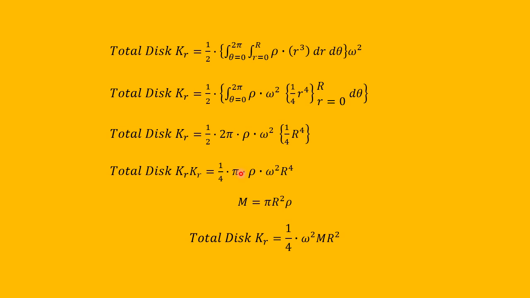We have a pi here. We have an r squared that we can take out of this r to the fourth. And we also have a factor of rho here. And so all three of these factors do appear up here. So take those out, call the product of them m, and we get 1/4 omega squared m times r squared. So we have that the kinetic energy of rotation of that disk is 1/4 omega squared times the mass m times the radius r squared.